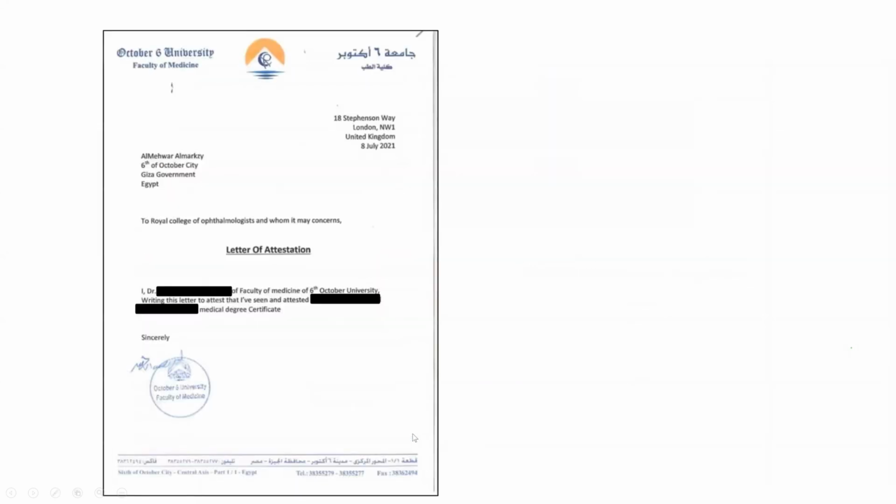So this is an example of a letter of attestation. How do we provide a letter of attestation from our medical college? So it should be headed by the address of the Royal College with the date and your address and the college address. And then this letter of attestation where the dean or the vice dean of your college will certify that he had seen and attested your medical degree.